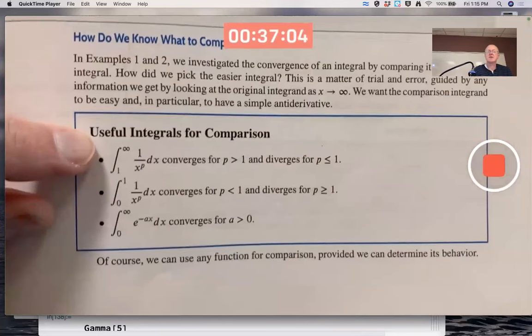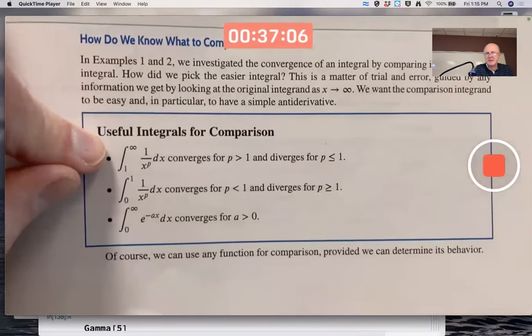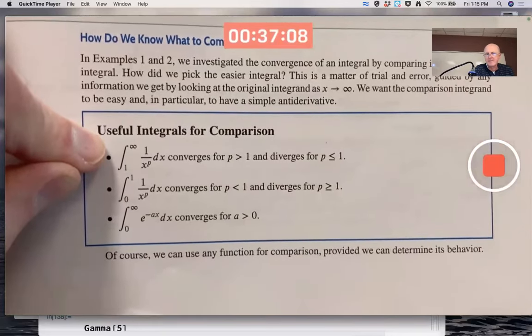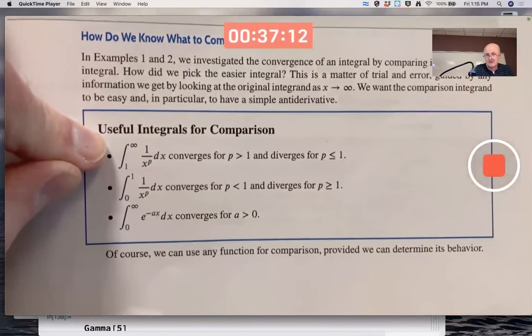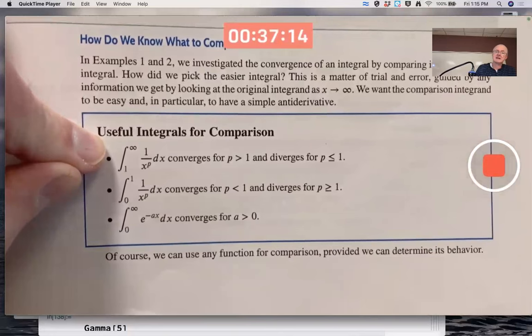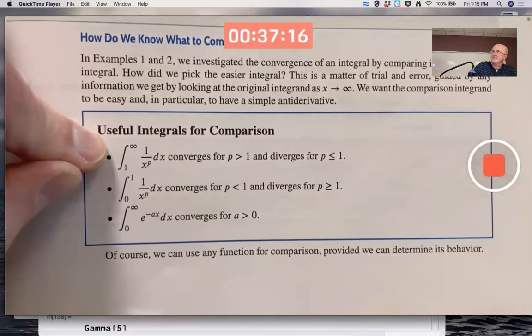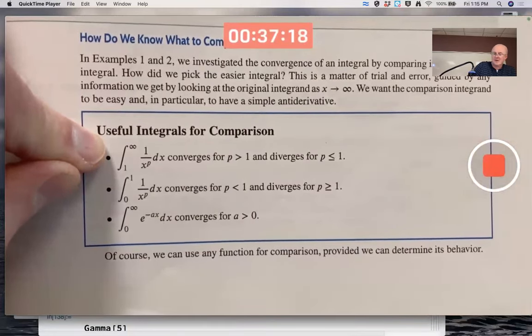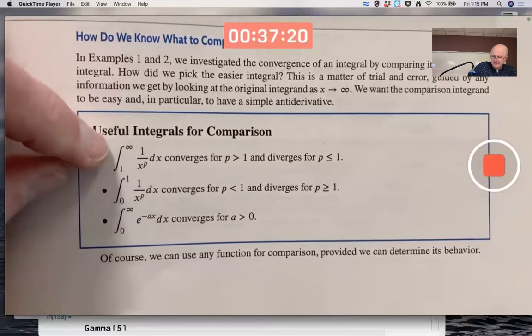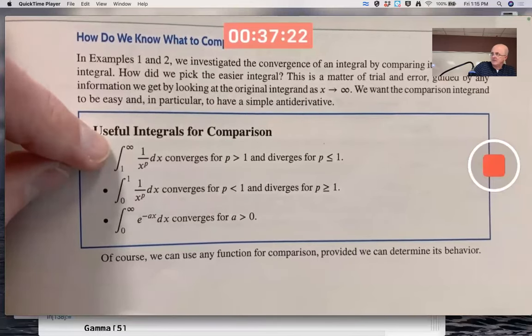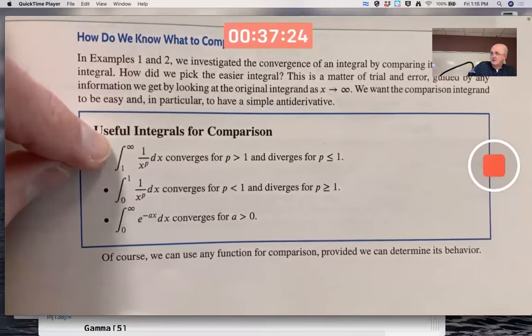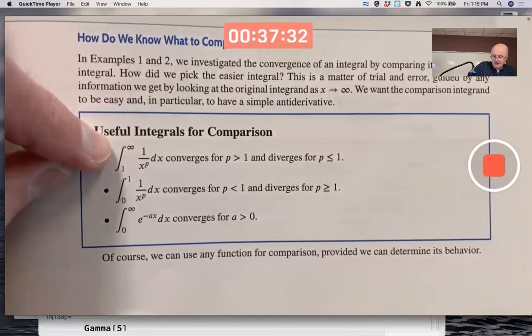This one says the integral from 1 to infinity of 1 over x to the p converges if p is bigger than 1, like if p is 5, and diverges if p is less than or equal to 1. We did the calculation for this example on Monday with p equal to 2, and we saw it converged. And then we did p equal to 1/2, because we had 1 over square root of x, and we saw that that diverged.